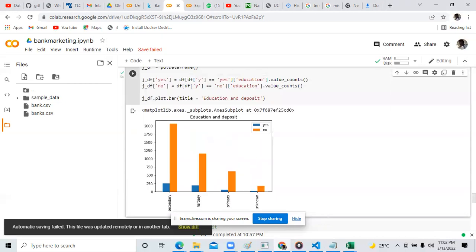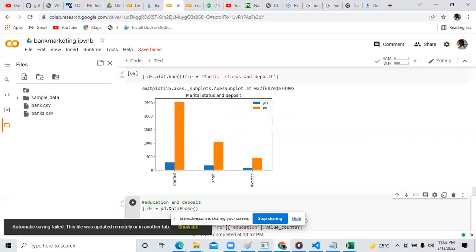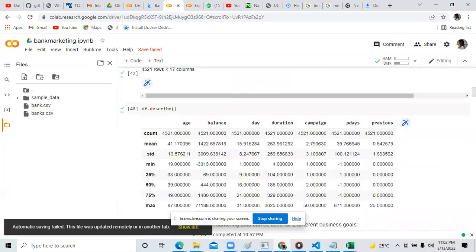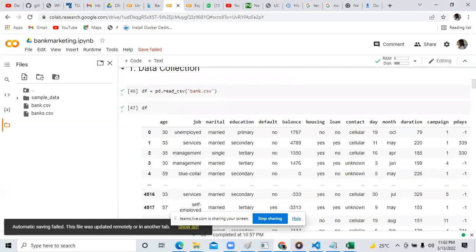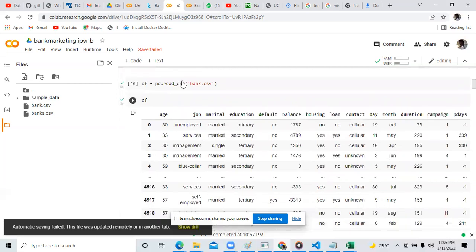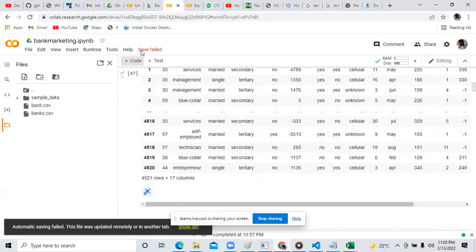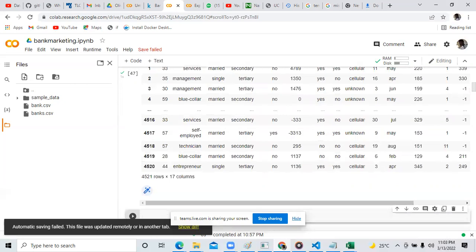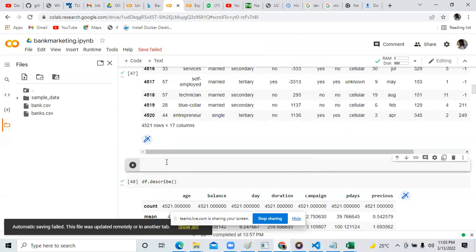So let me go and look at education. What's happening? Where is education? Let me see. Let me do df.info. Something is wrong with this data set. I feel like we got the wrong data set. Because it should be like 11,000. I don't know why it's 4,000. df.info.